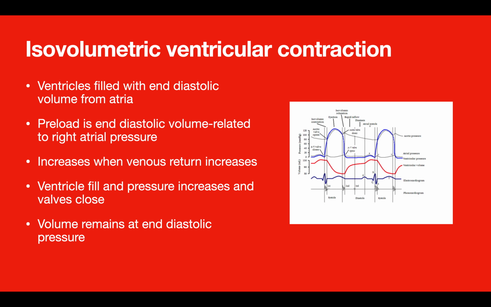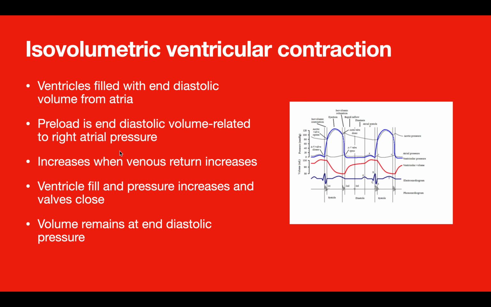So, what is isovolumetric ventricular contraction? That's when the ventricles are filled with the end diastolic volume from the atria. So, all the blood in the atria goes into the ventricles. And then the preload is going to be your end diastolic volume, and that's just related to the right atrial pressure. This is what we measure to determine whether a person has heart failure or not. Preload is just related to the right atrial pressure.